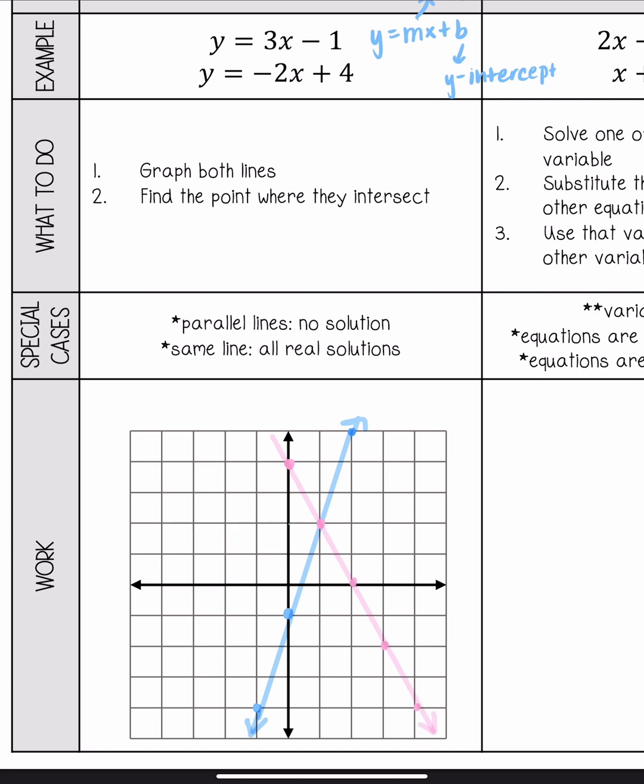And then I will see here where they intersect. They're going to intersect at this point, if we go over 1 and up 2, so (1, 2). Okay, so that would be our solution. Some special cases in this scenario: when there's parallel lines, that means there's no solution. And if it's the same line, that means it's all real solutions.